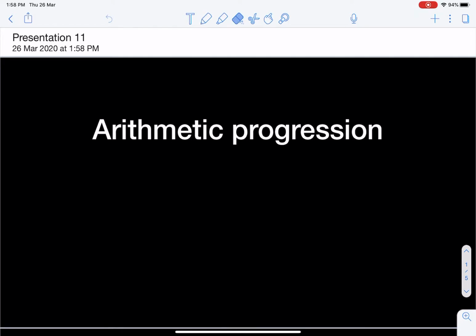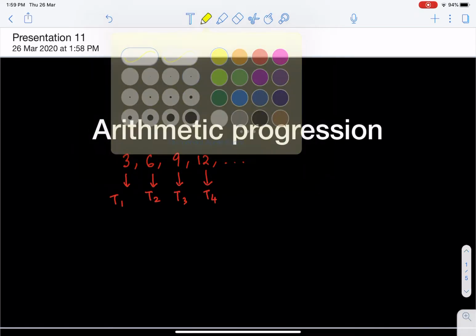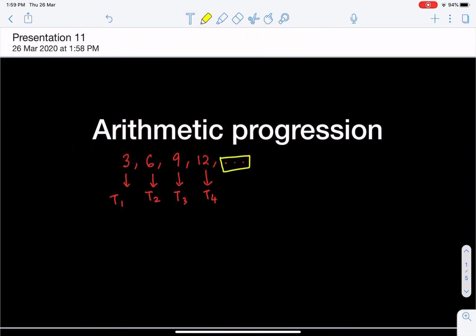Okay, we have here 3, 6, 9, 12 and ... So the 3 here actually represents T1, or the first term. 6 will be T2, the second term. 9 will be T3. 12 will be T4. And we have here a triple dot. This will represent that the list goes on forever.